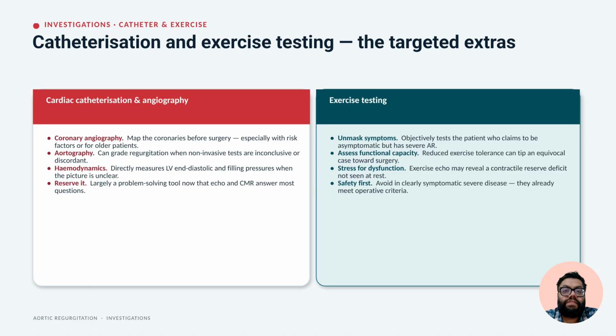On the right is exercise testing, which earns its place mainly to call the bluff of the supposedly asymptomatic patient. Severe AR with a normal ventricle but a poor exercise tolerance is not truly asymptomatic, and an objective drop in capacity can tip an equivocal case towards surgery. Stress echo may even expose a contractile reserve deficit hidden at rest. One rule for safety: do not exercise test the overtly symptomatic patient. They already qualify for an operation.